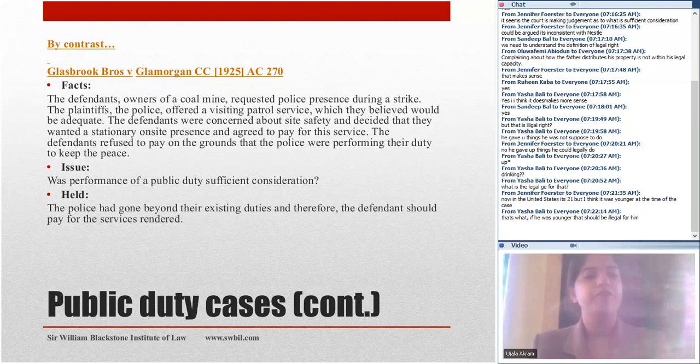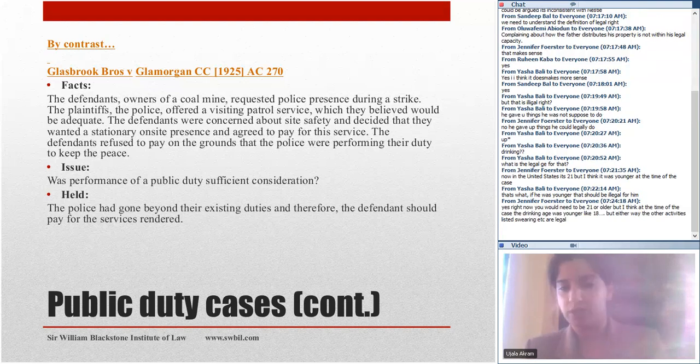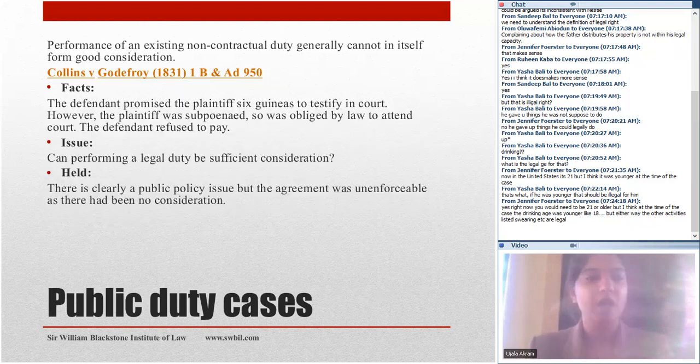So later on, of course, the defendant refused to pay. That's why this case went to the courts. And the ground that the defendant used was that the police were performing their duty to keep the peace. They already have this obligation, this public duty. So it was held that the police had gone beyond their existing duties. On the facts of this case, the court held that the police had gone beyond this duty by providing more protection than they were obliged to do. They were just obliged to give them a patrol service, but they went above and beyond that to give them a stationary on-site presence. And by exceeding their public duty, the police did something they were not obliged to do. So they provided a benefit to the defendant and incurred a detriment. So do you see why this case is different from Collins versus Godfroy?